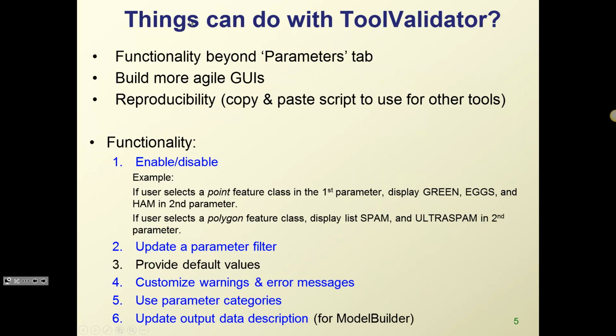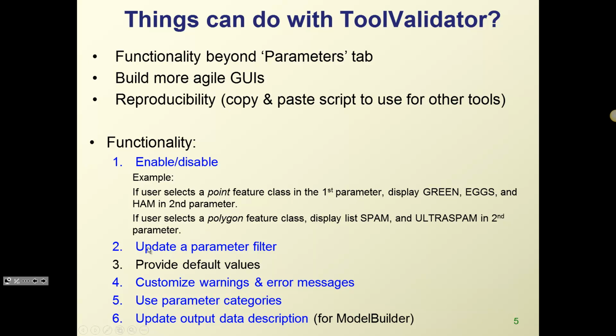So what kinds of things can you do with it? You can do things like enable or disable a parameter. Let's just read what's on the slide. If you want to say, if the user selects a point feature class in the first parameter, display green eggs and ham in the second parameter, but if the user selects a polygon feature class, display spam and alter spam in the second parameter, these are references to Monty Python, then you can do that with the tool's enable and disable.